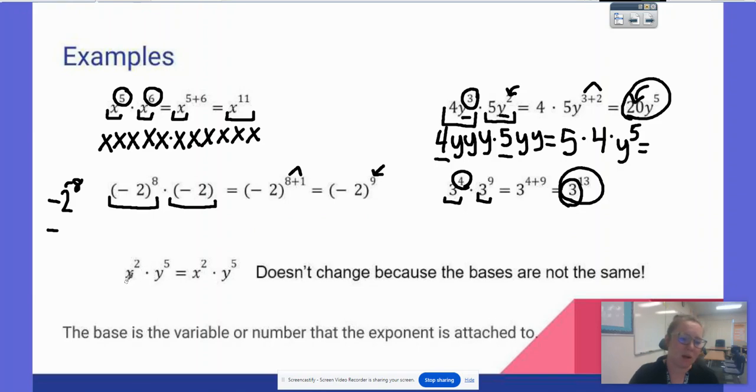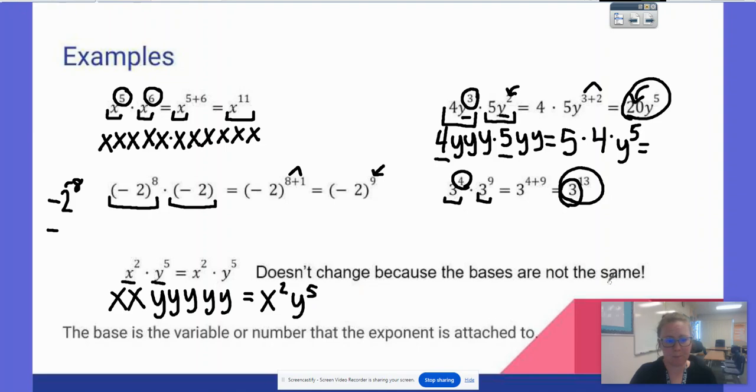Okay? Over here, I promised we would talk about when the base is different. Well, what does this mean? This means x 2 times, x, x. And then this means y 5 times. 1, 2, 3, 4, 5. Well, I can't add those together and say this is x, y 7 times, because there's not 7 x's. There's not 7 y's, there's just 2 x's, and there's 5 y's. So it doesn't change because the bases are not the same. And just as a reminder, the base is that variable or number, right? We've seen when it's a letter, we've seen when it's a number, that the exponent is attached to.